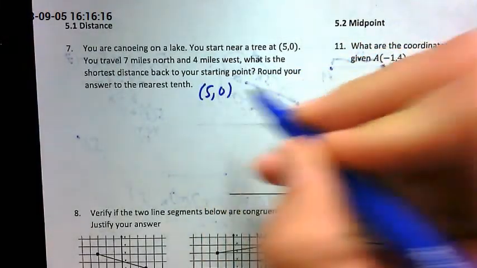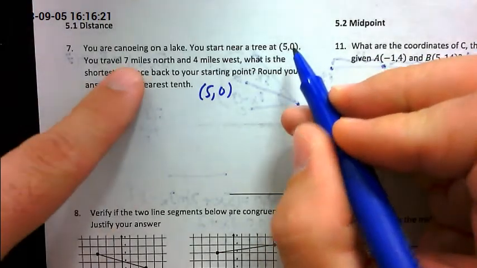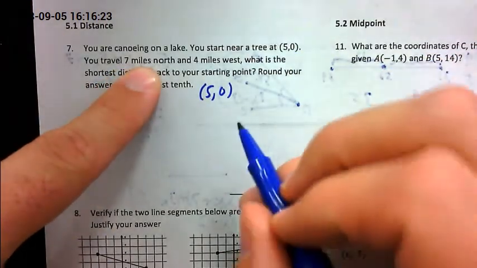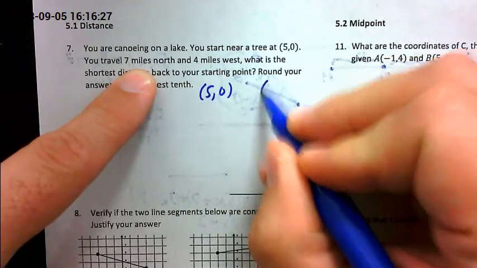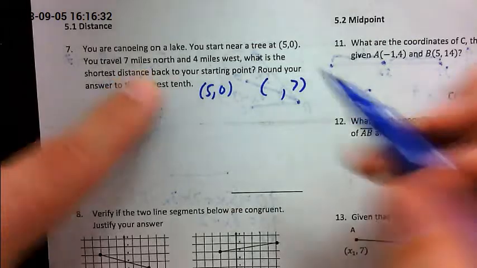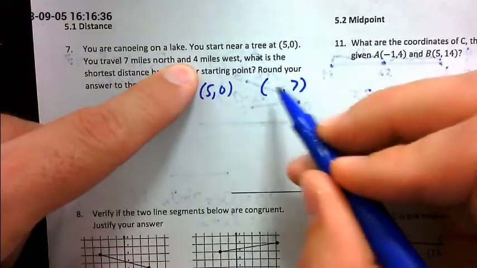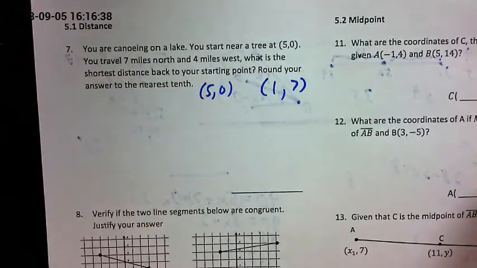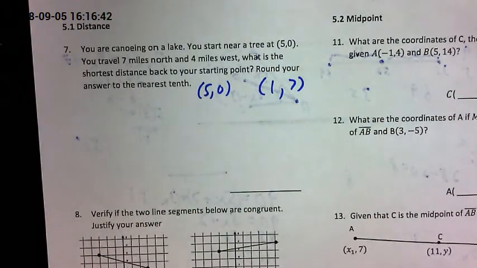That's my starting point. If you were to use distance, then from that starting point, you traveled 7 miles north. So that means that I'd be adding 7 to my y value. So that'd be a 7 for my y value now. And 4 miles west, which is going in a negative direction. So I'm subtracting 4 from my x value, which should now be 1. So if you wanted to use distance formula, those would be your two coordinates.